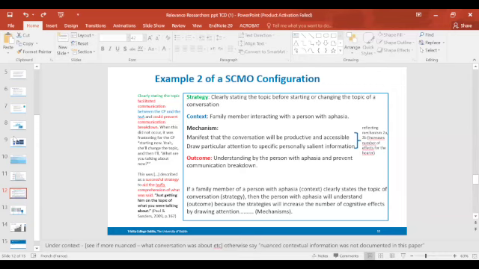So for us, it's more the strategy. When I clearly state the topic that I will be talking about, here it's more about the strategy that I'm using to help the participant, so I can manifest that the conversation will be productive. So in that case, we're not considering this as a context. It's more like a strategy that the communication partner is using to increase the number of effects for the hearer.